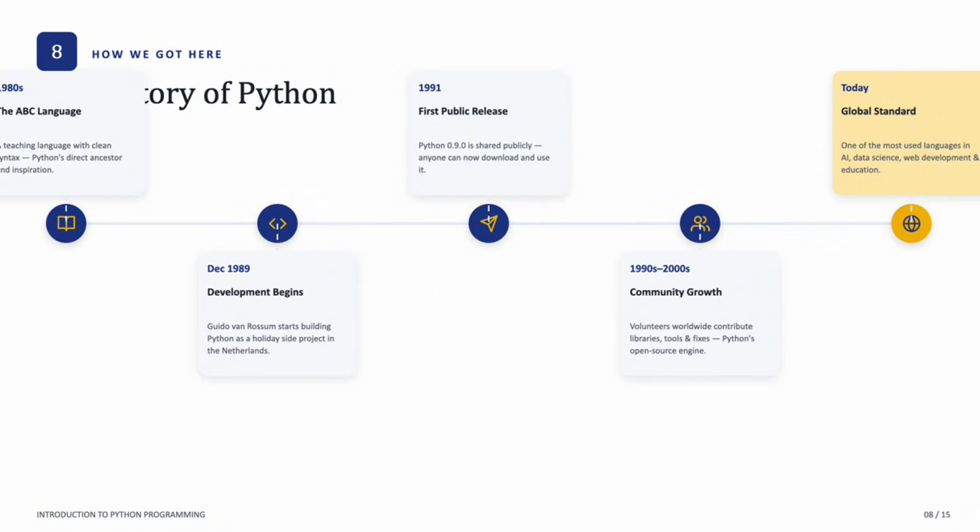The name actually comes from a British comedy television show called Monty Python's Flying Circus. Guido van Rossum was a big fan of this comedy series. While creating his programming language, he wanted a name that sounded short, simple, unique, and memorable. He didn't want a long technical name. He wanted something people would remember easily. That's why he chose Python.